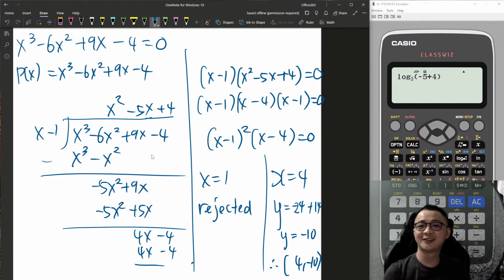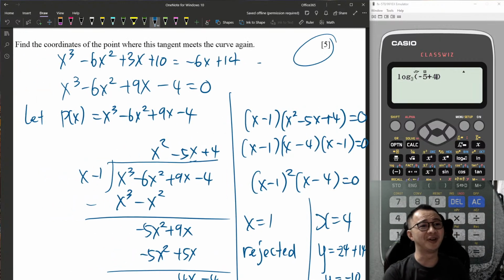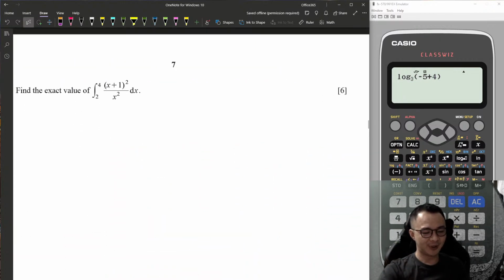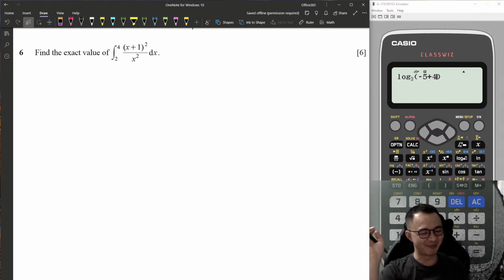Got it? Yeah, this one is 5 marks. Maybe you kind of need to solve the cubic equation, make the whole thing slightly more complicated. But other than this, everything else should be fine. Okay. Any more questions? Or you found any mistake? Please don't be shy. Just let me know.